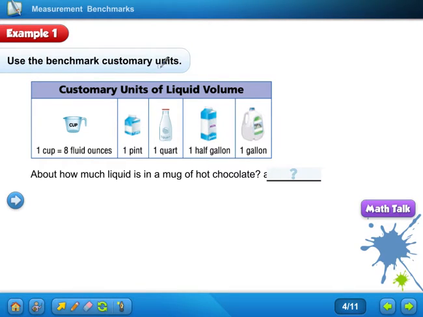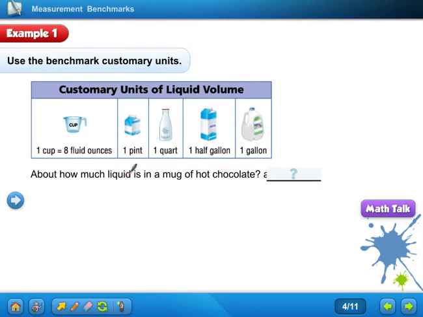Use the benchmark customary units. 1 cup equals 8 fluid ounces. 1 pint, right there. 1 quart. 1/2 gallon of milk. Remember, a whole gallon, you've all seen a whole gallon. 1/2 gallon is a smaller gallon. A pint is what sometimes creamers come in. A quart is in between. And 8 fluid ounces is like the measuring cup. 1 cup, a measuring cup.